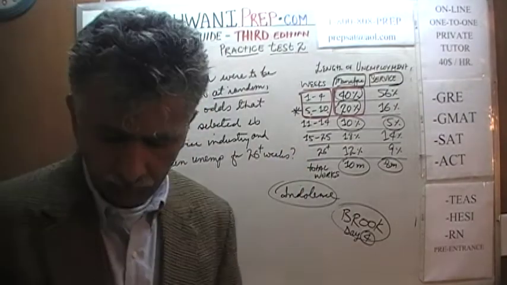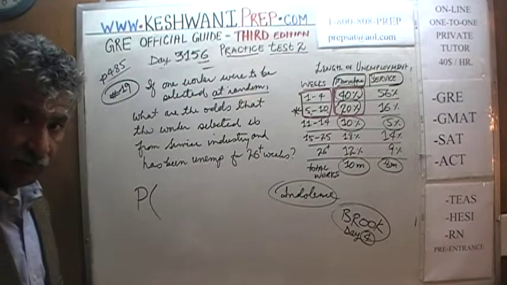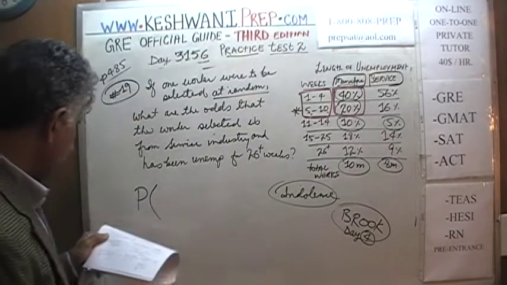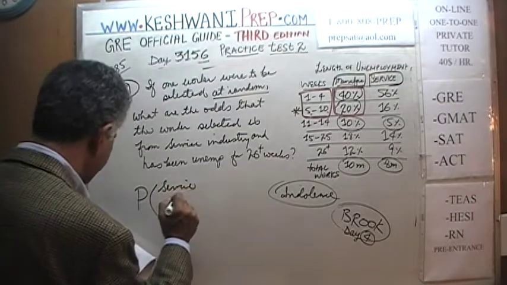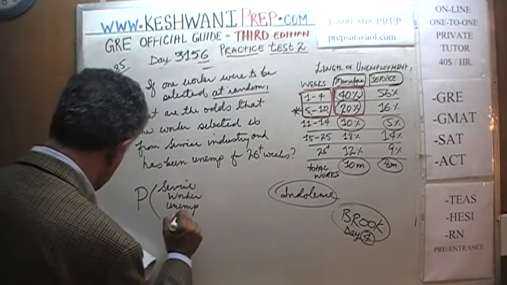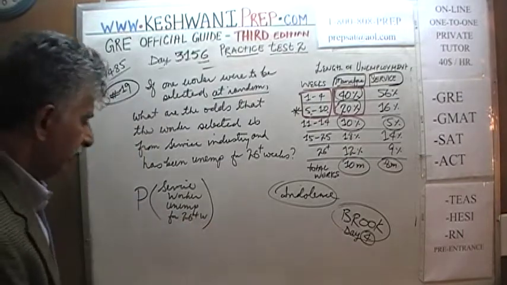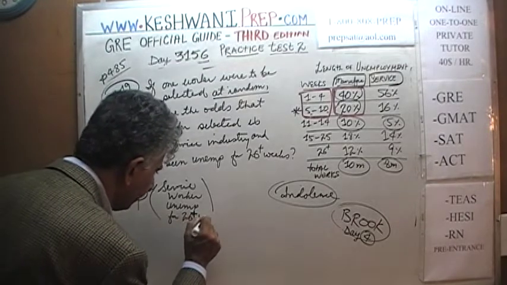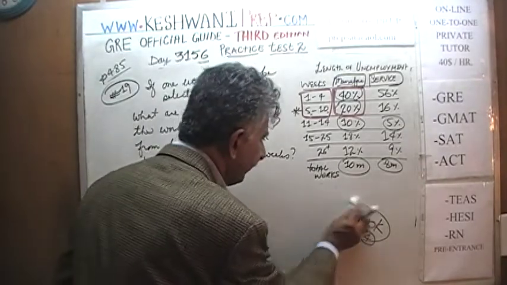So one more time, we're looking for the probability that if you were to pick one worker at random among all the workers that we see here, and we'll come to that in a second as to how many exactly we have. The question is, what's the probability that he happens to be from a service sector, somebody who's a service worker, and has been unemployed for more than 26 weeks? This is 26 plus, you understand? That's all it is. We just have to figure out how many such workers are.